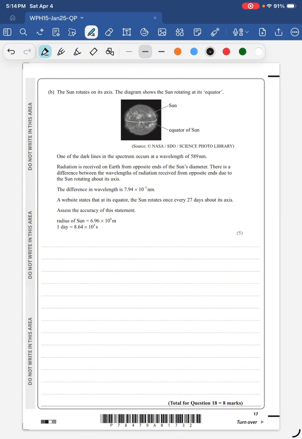Okay, so the first step here is to find the Doppler factor. So delta lambda over lambda is equal to v over c. So v is c times delta lambda over lambda. But now we have to also divide by 2. This is the trick here, and this is because the difference in wavelengths is given as this value here, 7.94 times 10 to the negative 3 nanometers. But really there are two wavelength differences.